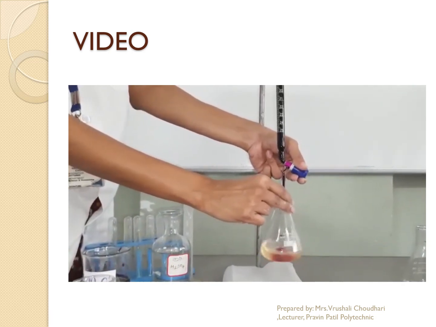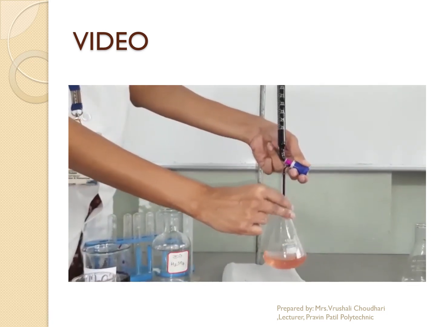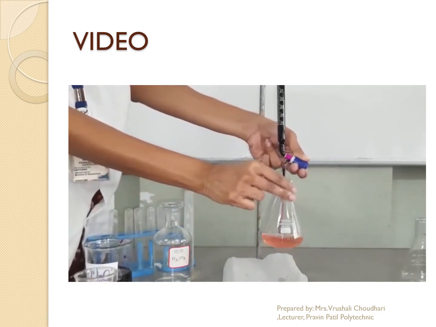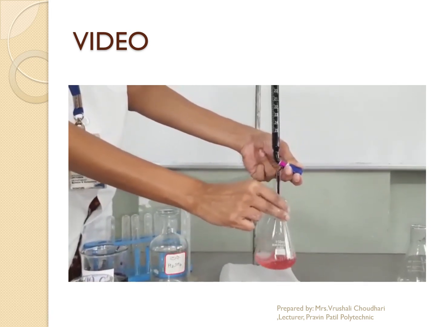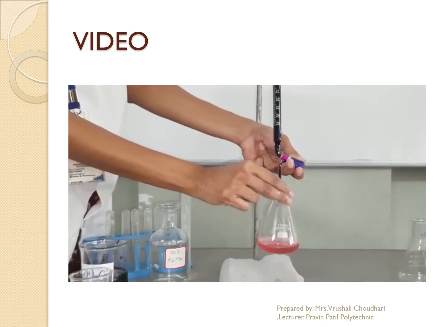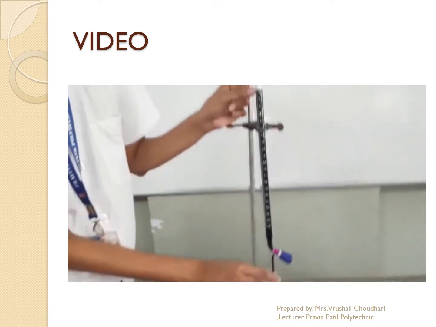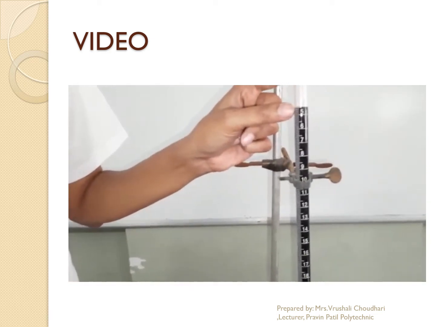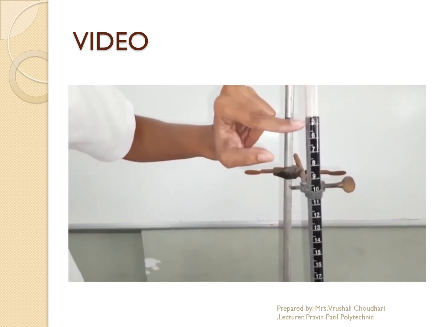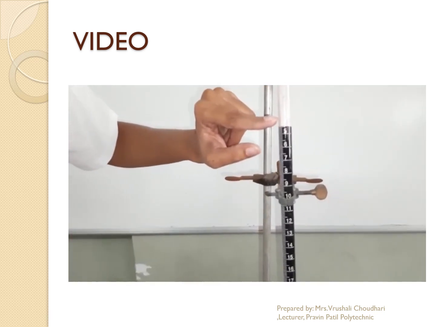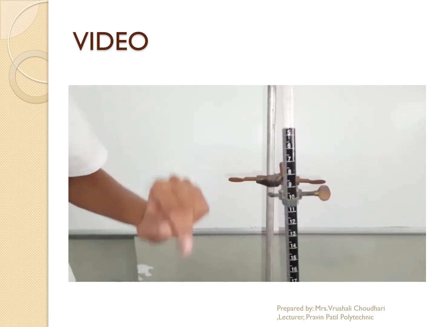The pink color should be permanent. When we add a drop, the solution becomes slightly pink. Okay, I am going to add one more drop. Now the solution has become pink in color. That reading we are going to mention in our notebook in the observation table. Now the KMnO4 level coincides with 4.5. So the first reading is 4.5.